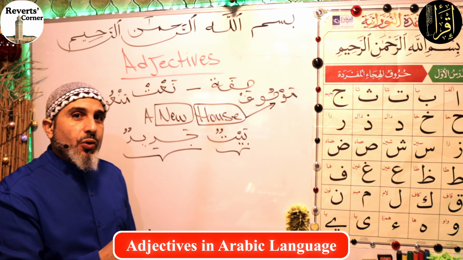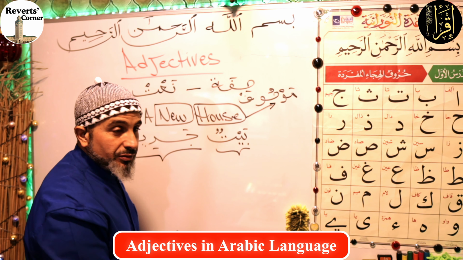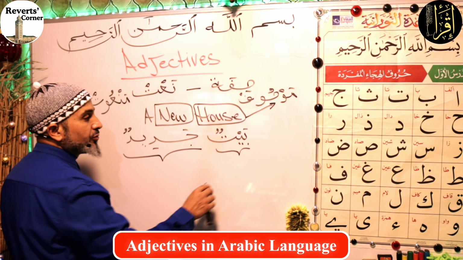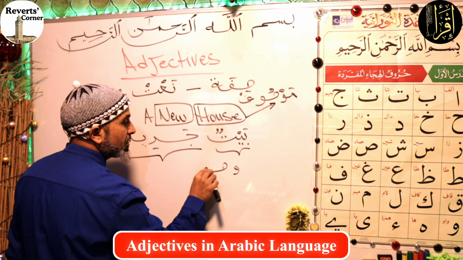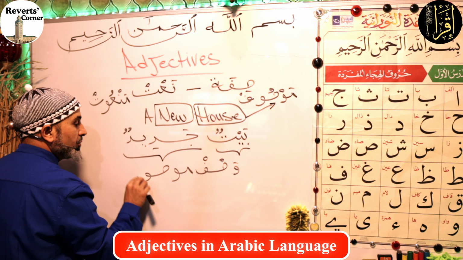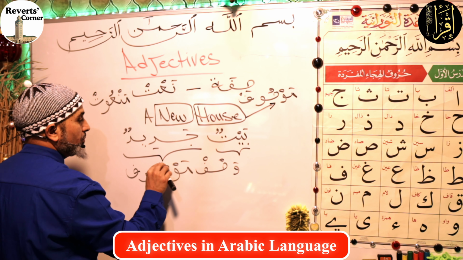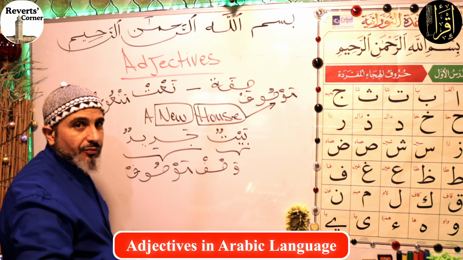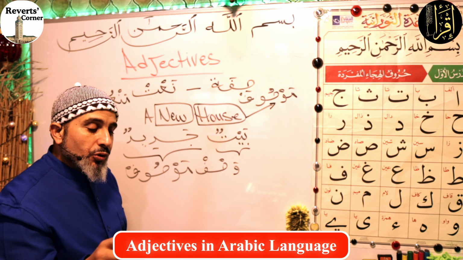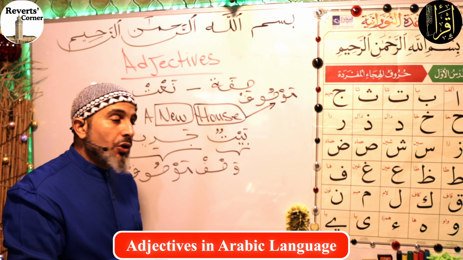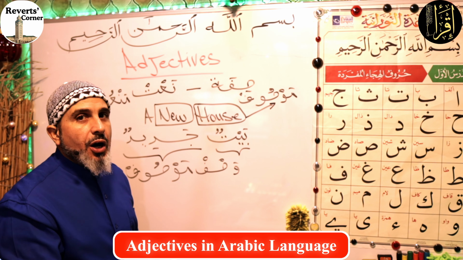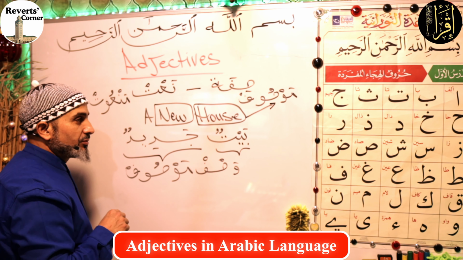So the combination is called na'at and man'oot. In Arabic, it's called na'at and man'oot, or wasf and mawsoof. All right? Also, na'at should always match the man'oot, or the wasf, in other words, should always match the mawsoof.